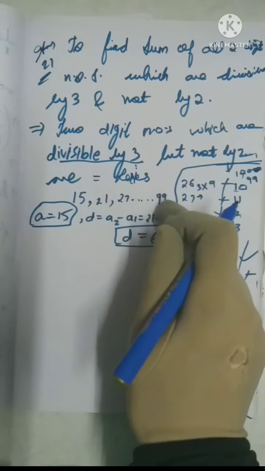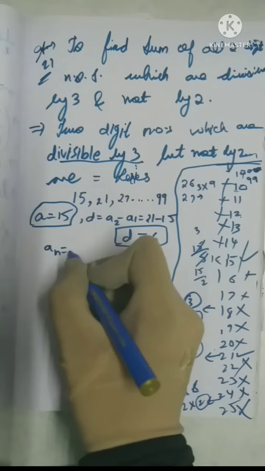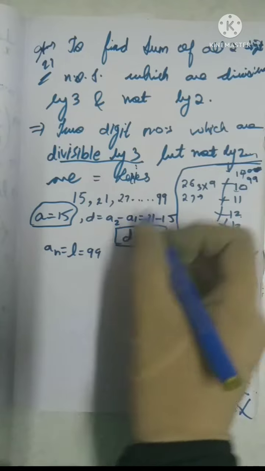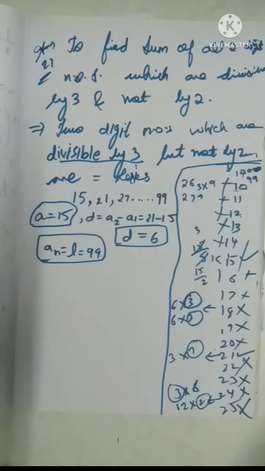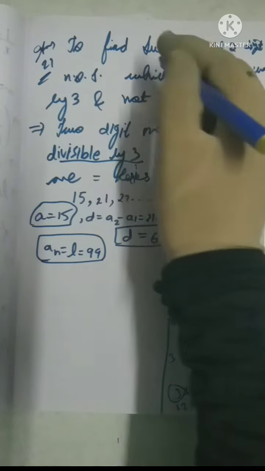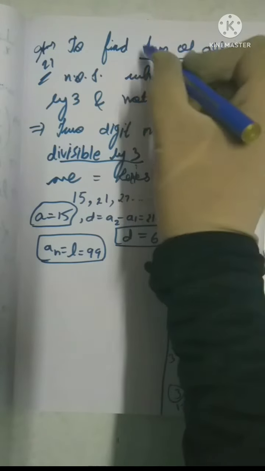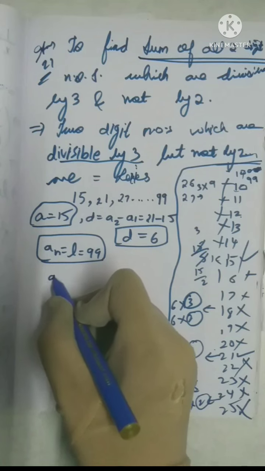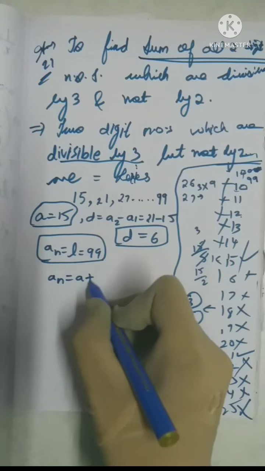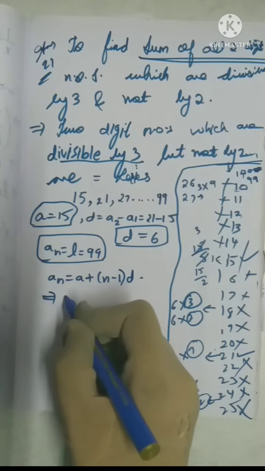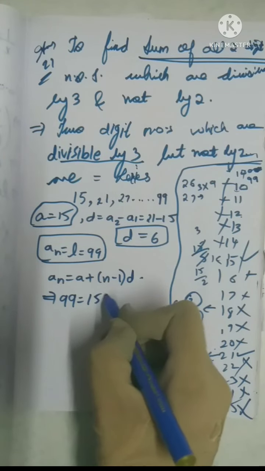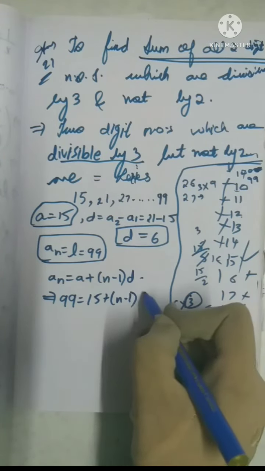And we also have a last term, which is called an, and it is also called L, which is nothing but 99. Okay, now if you observe here, we don't know the number of terms. In the question it told us to find the sum of all the terms, but since the number of terms is not given, we will find it with the help of the formula an is equal to a plus n minus 1 into d. So we have the value of an, 99, substitute in this formula. A is 15 plus n, we don't know, minus 1 into d is 6.